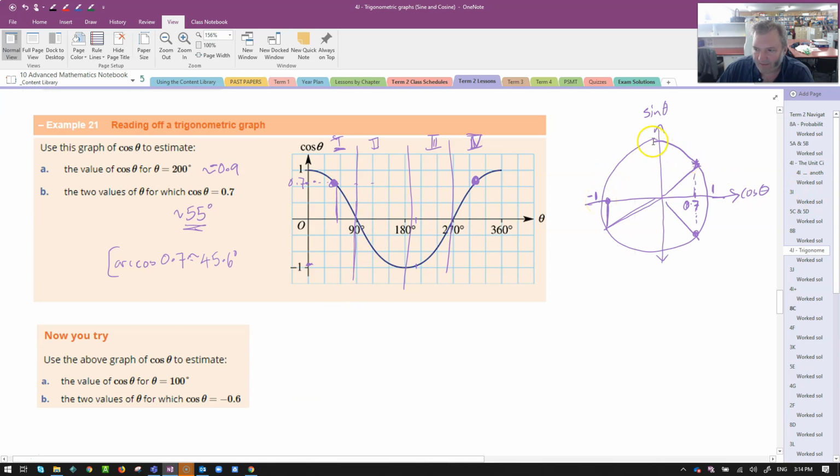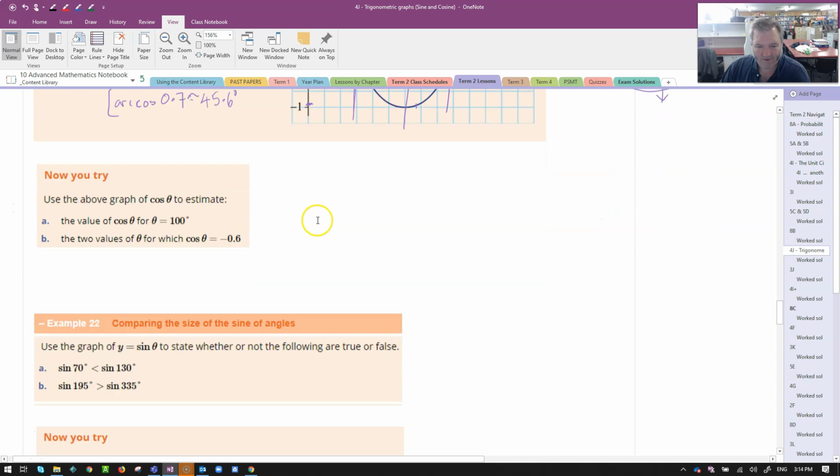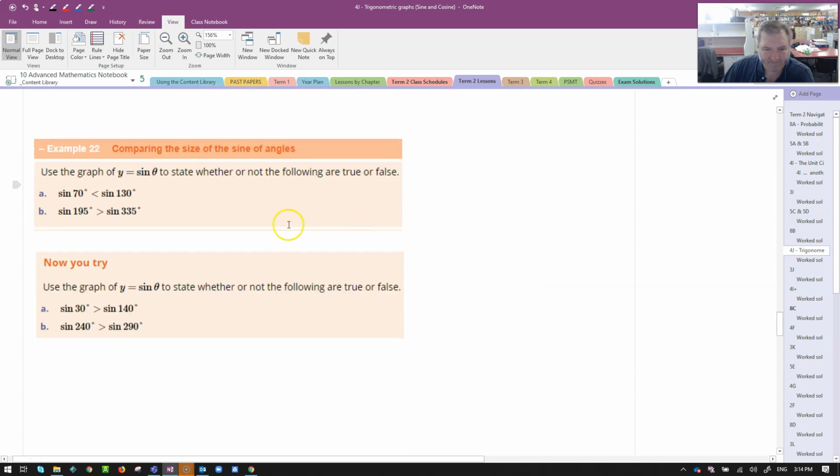Oh, I'm just a little bit past 90. What would that be? It's probably going to be a smallish negative number, isn't it? Do the same thing. If cosine is negative 0.6, what two angles is that going to correspond to? I'll leave you to check those answers. Can we do the same thing with sine theta?